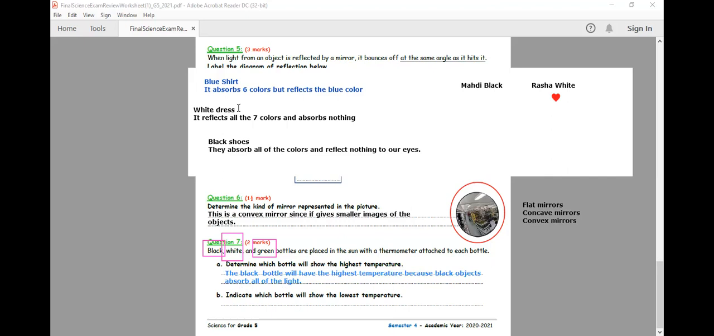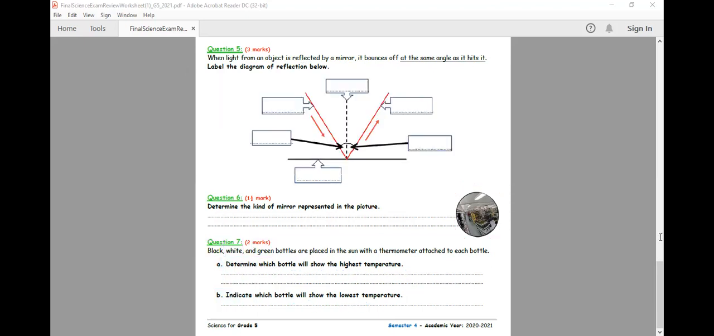Okay. Guys, when I say determine, you have to tell why. But when I say indicate, there is no need. Which bottle will show the lowest temperature? The white bottle. The white bottle will show the lowest temperature since it doesn't take or absorb any light color.